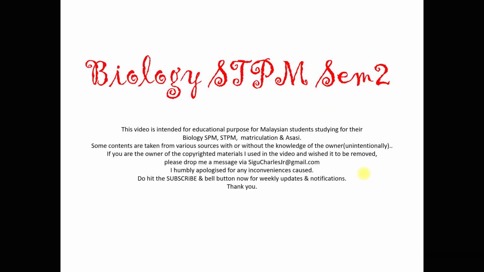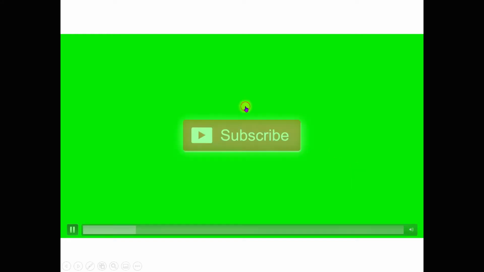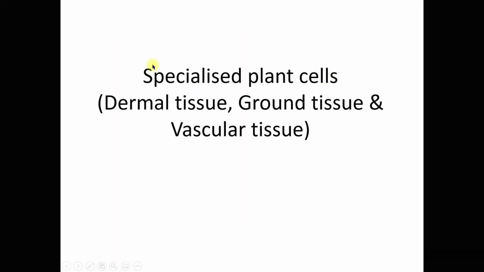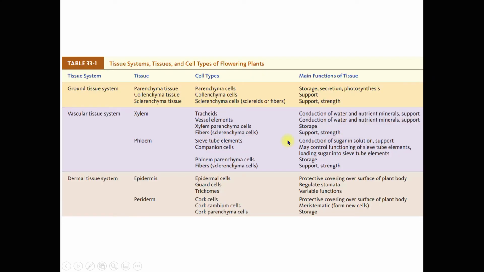So today we continue our lesson with the ground tissue. Now, when it comes to specialized plant cells, they are dermal tissue, ground tissue, and vascular tissue. So today we are going to focus on the ground tissue. They are the parenchyma tissue, collenchyma tissue, and sclerenchyma tissue. So these are the ground tissue.